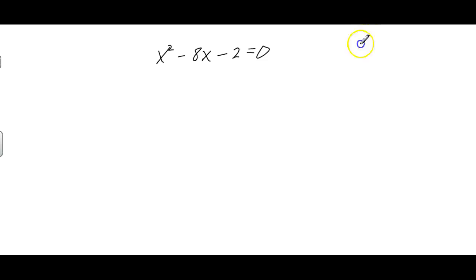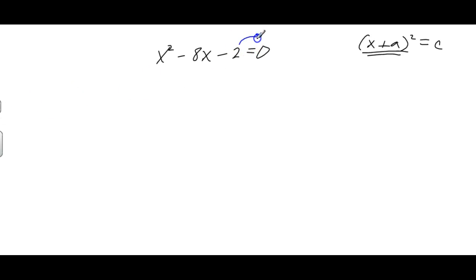We want to get it to look kind of like this: x plus a, or minus a, equals some constant. So we want a constant on the right-hand side, and we want a binomial squared on the left-hand side. That's our goal. Once we get there, we can finish solving with no problem. We can do that in our sleep.